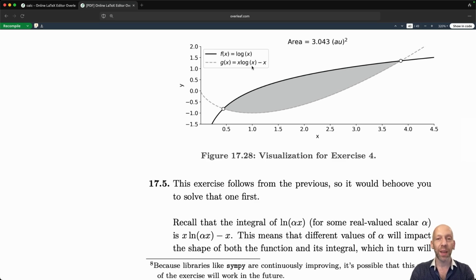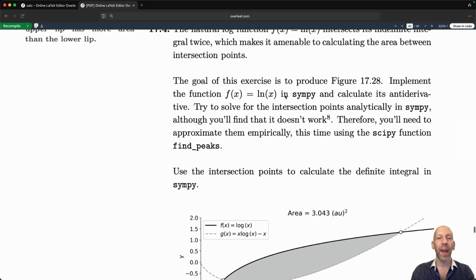But what's interesting about this function and its indefinite integral is that they actually intersect exactly twice. And so it looks like this. It creates this really beautiful little almond shape here. And this means that we can actually calculate the area between these two functions, so between the natural log and its antiderivative, between these two intersection points. And that is the goal of this exercise.